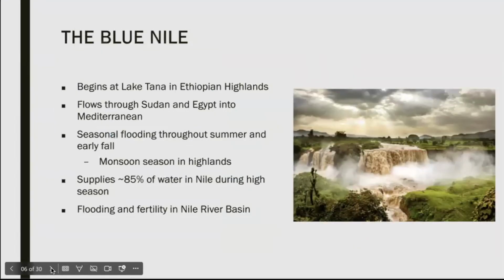So what is the Blue Nile? The Blue Nile is that eastern river that we spoke about a few slides ago, and it begins at Lake Tana in the Ethiopian highlands. It flows then through Sudan out of Ethiopia, and finally into Egypt, where it pours out in the Mediterranean.